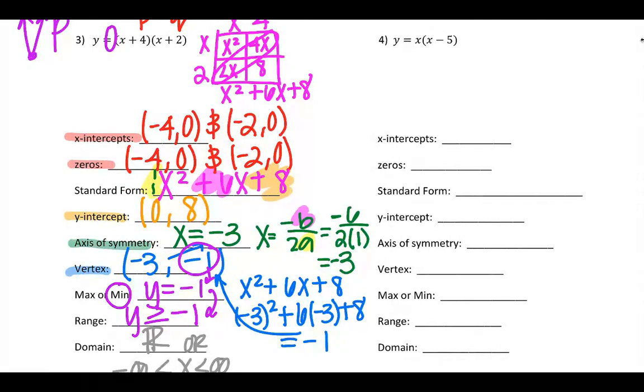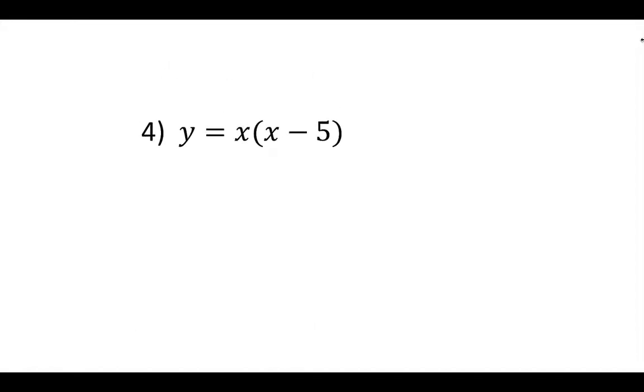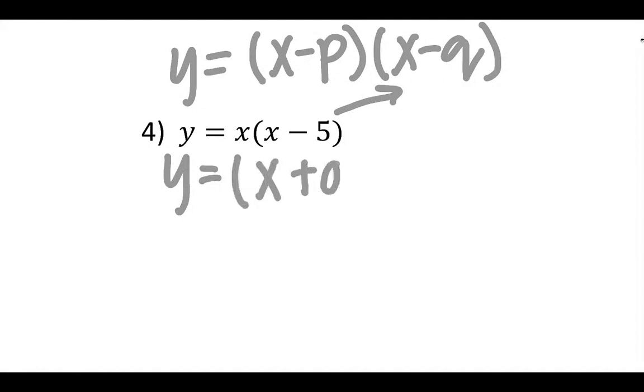So just doing box method, axis of symmetry, all of that stuff from the previous lessons. Okay, the last one looks a little bit different. Normally I had x minus p times x minus q, right? Well, I have the x minus q part, but the other one's missing. If I were to write this out, it would really be x plus or minus 0, right? Doesn't really matter. And then x minus 5.